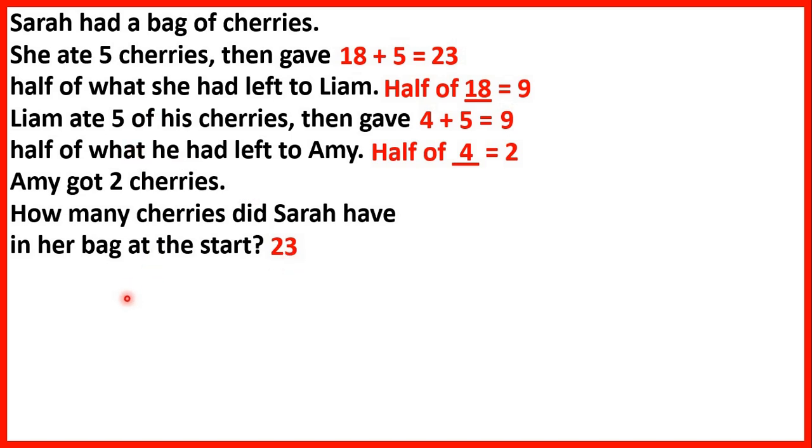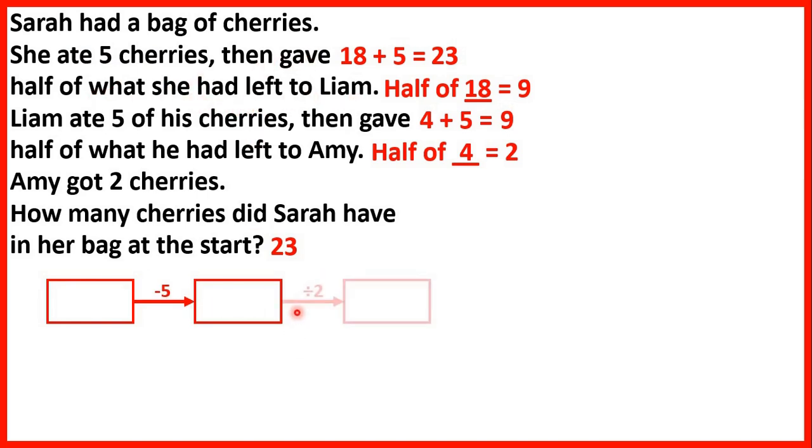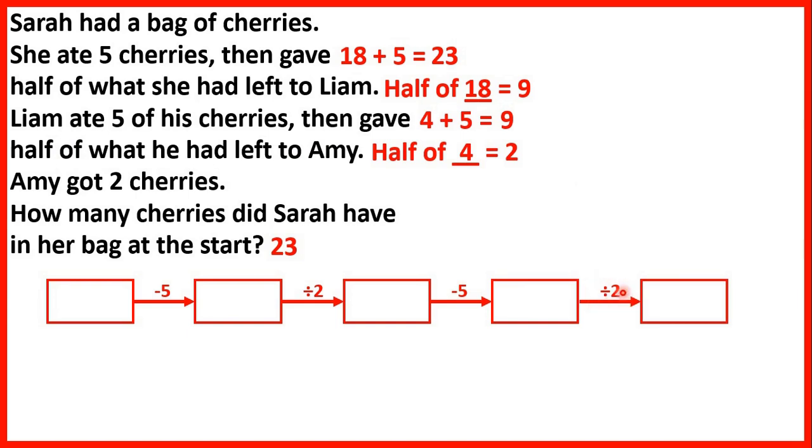Another way to solve this question is to draw a diagram. So Sarah had a bag of cherries. We don't know how many, but we know that she then ate 5 cherries, so that would have been 5 less or minus 5. She gave half of what she had left to Liam, and to find half, we divide by 2. Liam ate 5, so that's subtracting 5, and then gave half of what he had left to Amy. So if he's giving half away, that's dividing by 2. And we know that Amy got 2 cherries.